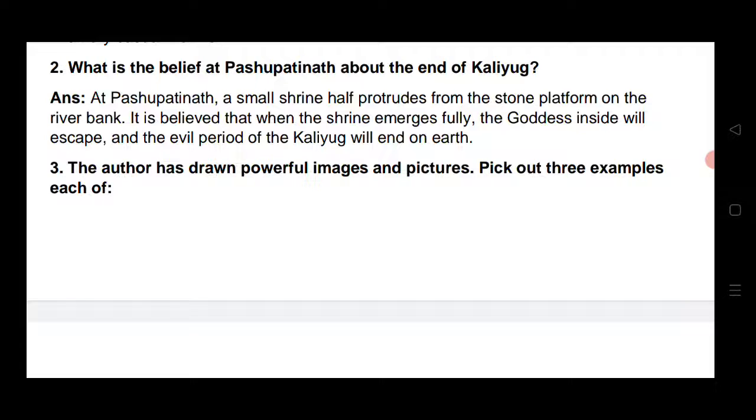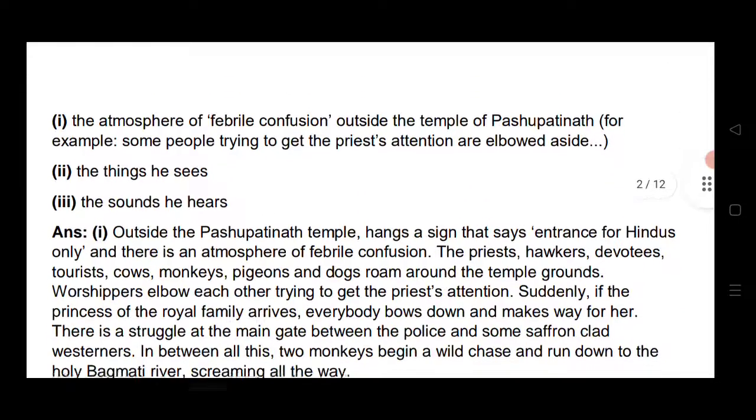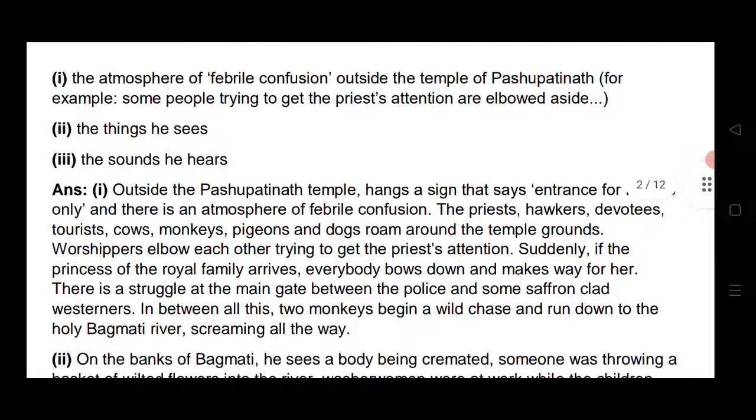Question number 3. The author has drawn powerful images and pictures. Pick out 3 examples each of. We'll see the first example of point number 1: the atmosphere of febrile confusion outside the temple of Pasupatinath. Let's see the answer. Outside the Pasupatinath temple hangs a sign that says "Entrance for Hindus only," and there is an atmosphere of febrile confusion.